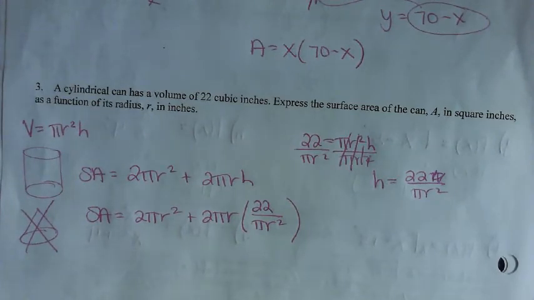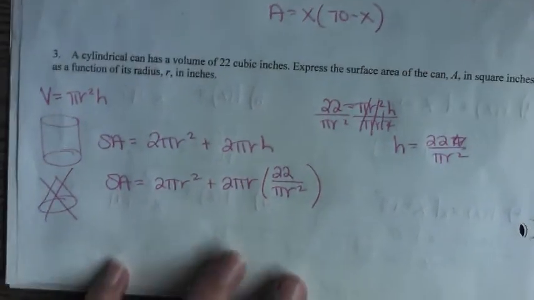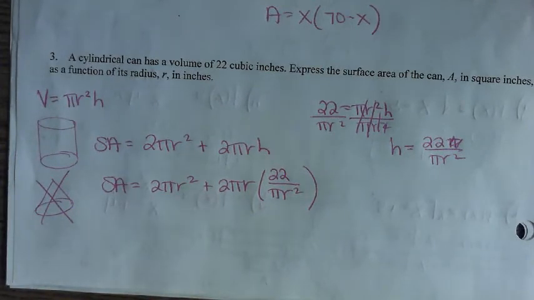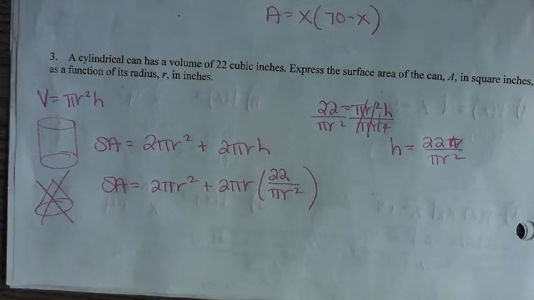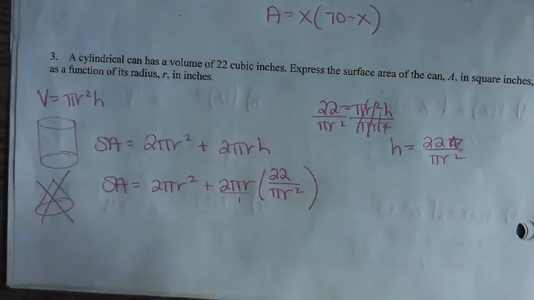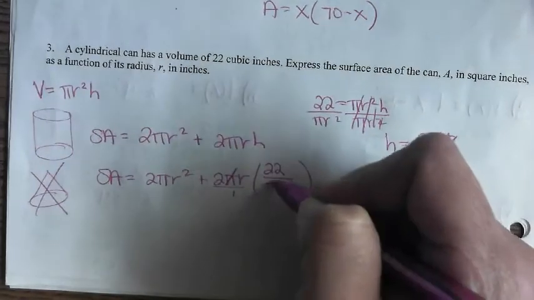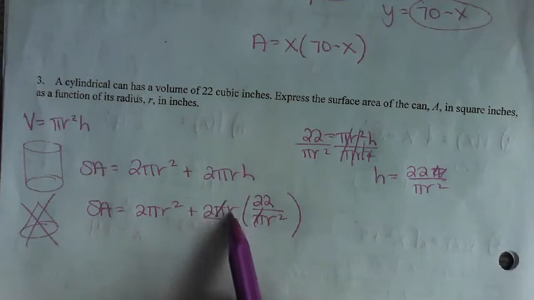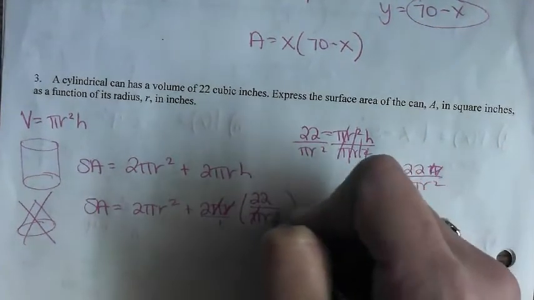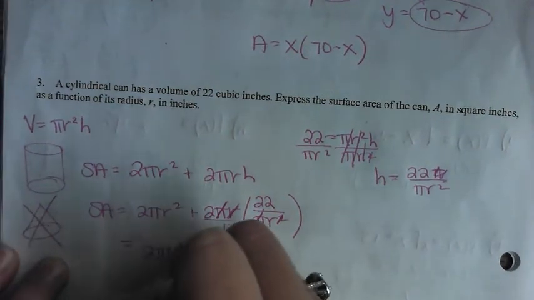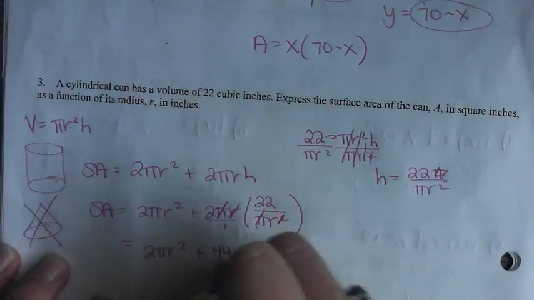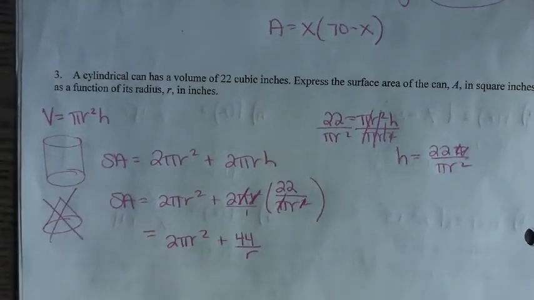And then it doesn't say to simplify, but we can make this look nicer pretty easily. Over here, what's going to cancel? This is technically over 1. The pi's are gone. And then this r and one of those r's. So that'll just end up being 44 over r. So, there we go.